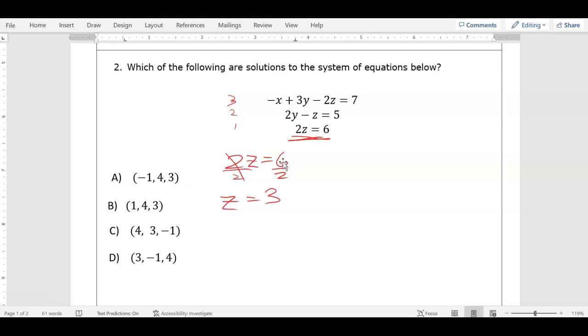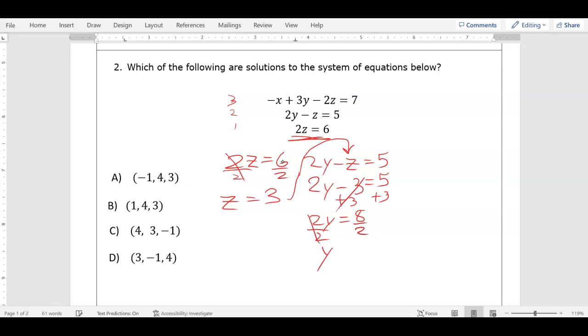Nice. Let's go to that second equation. So 2y minus z equals 5. And I can plug in 3 right there, right? So 2y minus 3 equals 5. Let's get rid of that loner minus 3 by adding 3 to both sides. So 2y equals 5 plus 3 is 8. And to get rid of that 2, we divide by 2. 8 divided by 2 is 4.